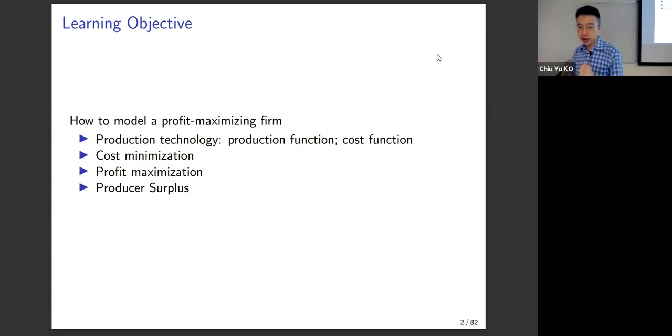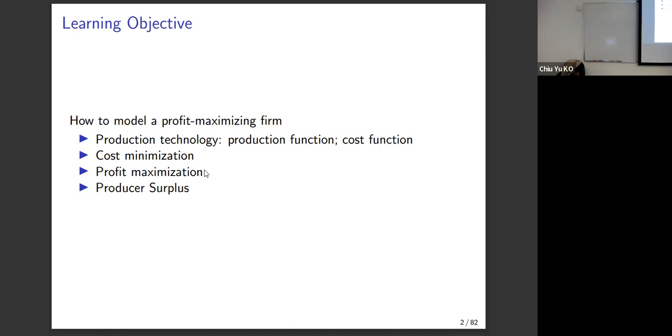So the first thing to talk about is technology, which is basically how we transform input to output. Later we'll talk about the cost function. Later you'll see what it is, but basically, in order to produce that much output, what is the cost? There will be two problems as well, cost minimization and profit maximization, and you will see these two are slightly different. Cost minimization asks: if I want to produce that much product, what is the cost-minimizing way to do it?